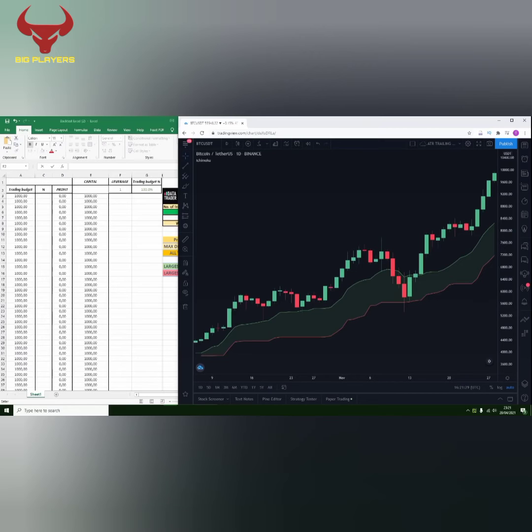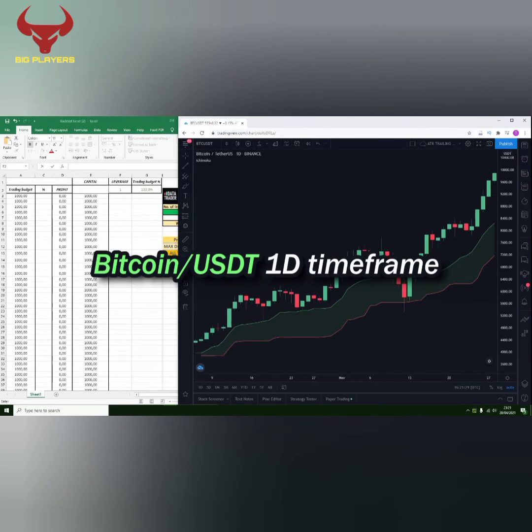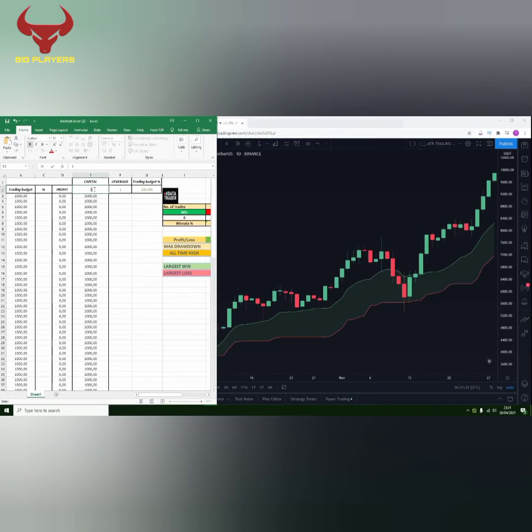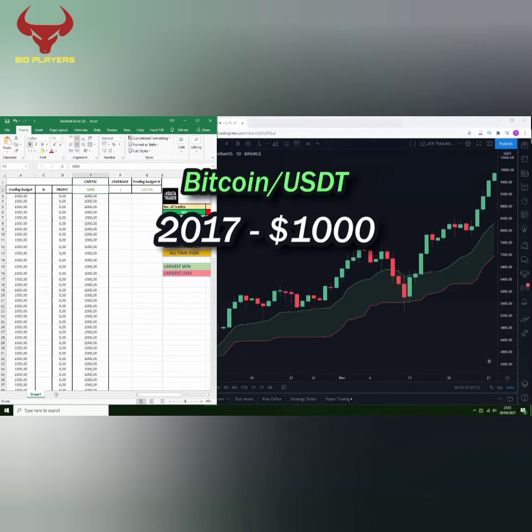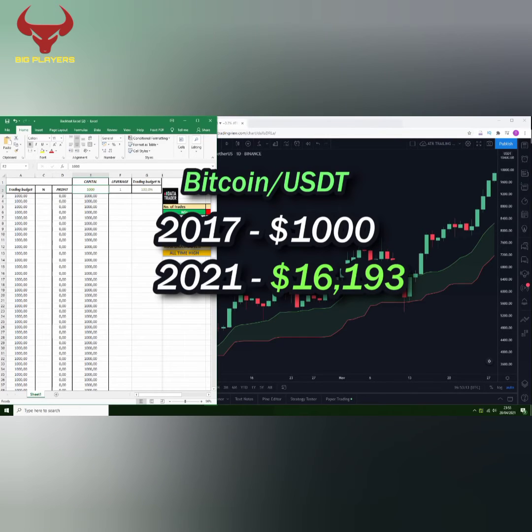And now, I'm going to show you proof that this strategy outperforms buy and hold by backtesting it on Bitcoin USDT daily time frame with a starting capital of $1,000. Now, bear in mind, if you bought $1,000 worth of Bitcoin USDT and held it from 2017, you would have made $16,193, which is an overall gain of 1,019%. So let's start backtesting to see if our strategy can outperform that.